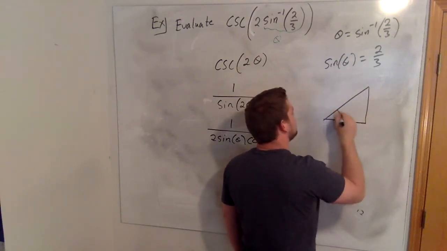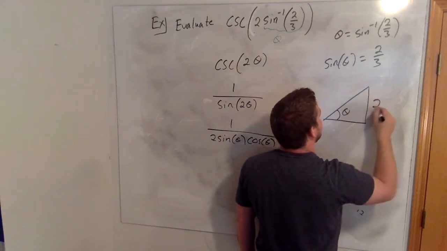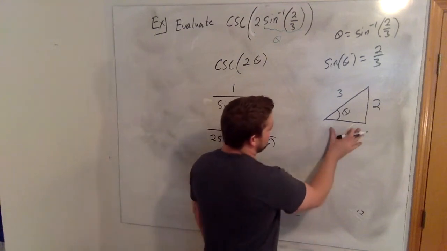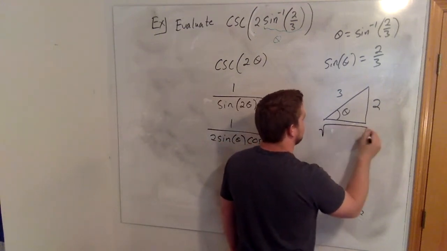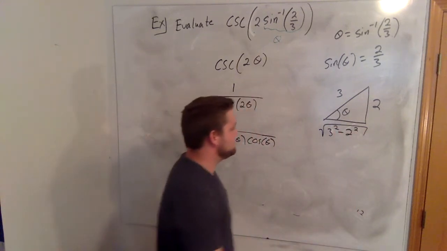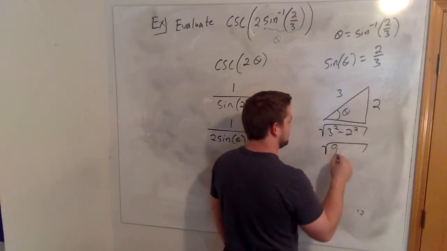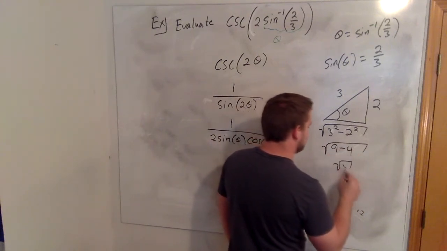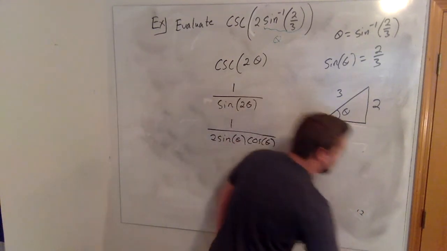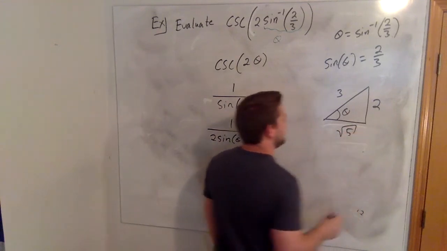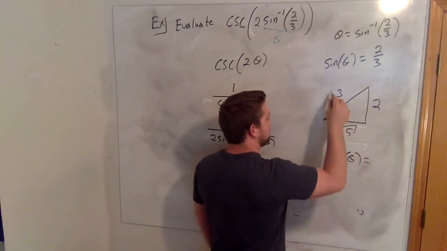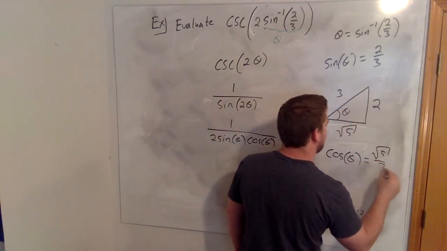So let's draw a triangle. 2/3, so a 2 and a 3. Sine is opposite over hypotenuse. We need to figure out what this length here will be, and I think that's going to be the square root of 3 squared minus 2 squared, if we're using the Pythagorean theorem. That's 9 minus 4, so this will be root 5. So let's put that right here. Now we need to figure out what cosine of theta is. Cosine of theta will be adjacent over hypotenuse, so that's root 5 all over 3.